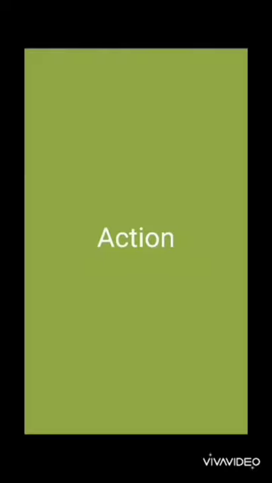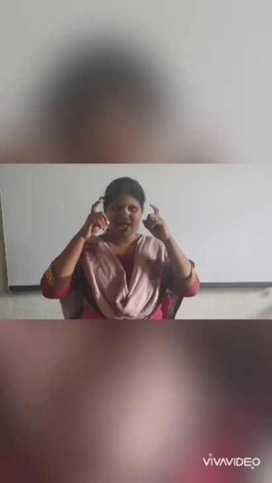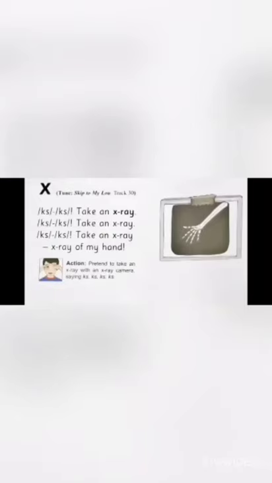Children, tell me what is the name of this letter? The name of this letter is X. Now, can you tell me the sound of this letter? X. Tell me the sound of this letter. X. Next, let us say the sound with action. Children, keep your hand like this and say X. Let us do the action and sing along with the song.